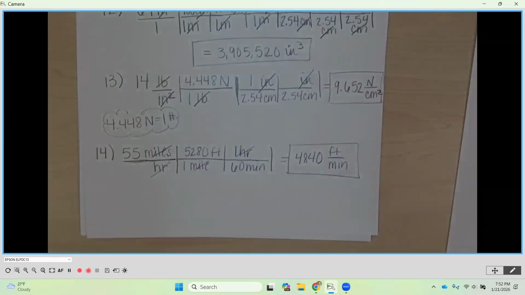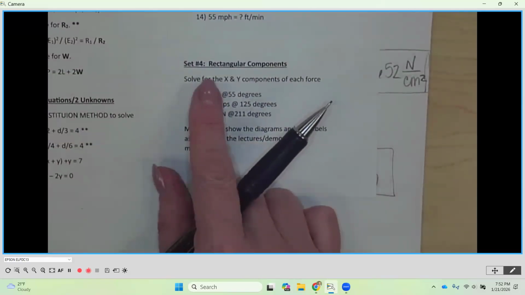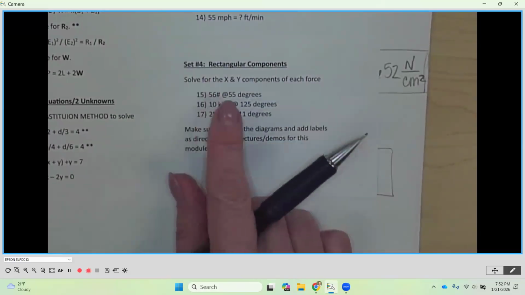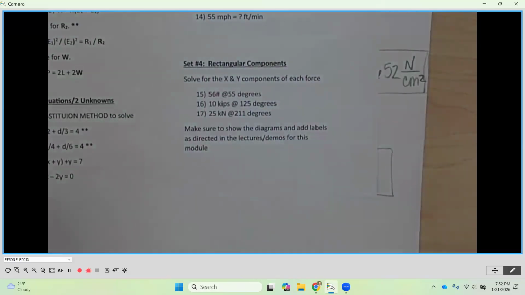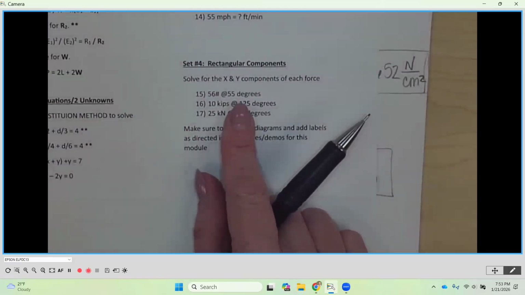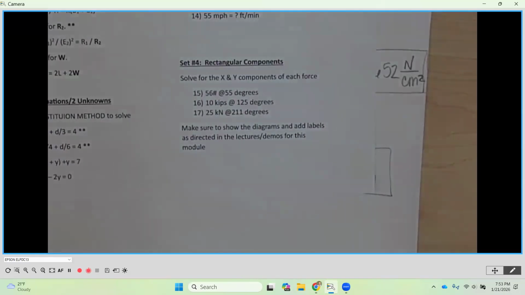Any questions on that section on unit conversions? Okay. All right, then we have one more section to do. Our last section is set number 4, rectangular components. What we want to do for this one is solve for the X and Y components for each one of the forces identified in 15, 16, and 17. It says make sure to show a diagram and add labels as directed. So we're going to do number 15 first. This is a 56-pound force at 55 degrees.